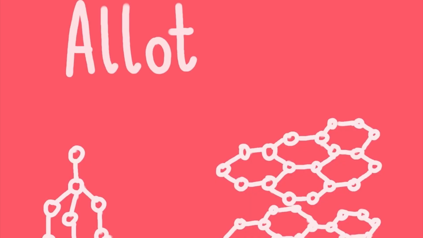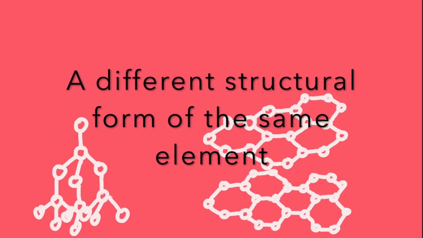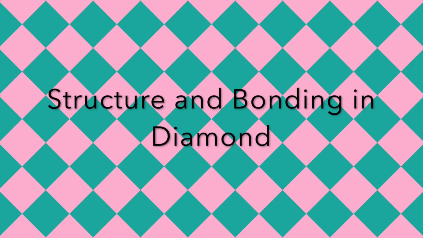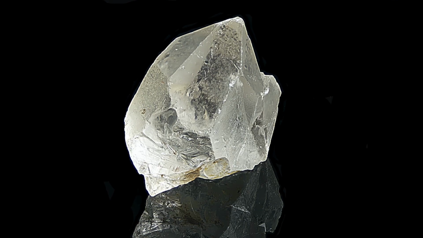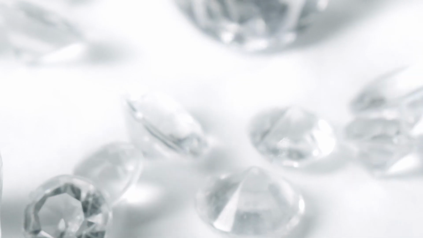Diamond is an allotrope of carbon. An allotrope is a different structural form of the same element. Let's have a look at the structure and bonding in diamond to figure out why it is such a hard substance and why its melting and boiling points are so high.